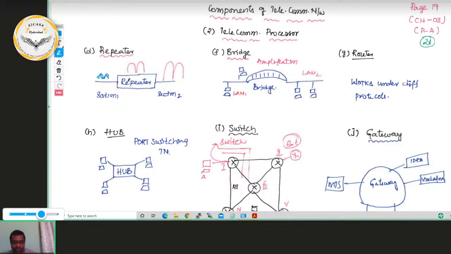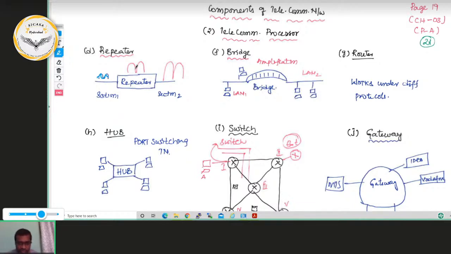Repeater will amplify the signal so that from one section of cable, it will be enlarged or amplified. It is just like a mic. So what exactly will a mic do? Mic will amplify your voice. In the same way, a repeater will amplify the signal, the analog signal. This symbol is an analog signal. A repeater will amplify the signal so that the data will be transmitted from one section of cable to another section of cable. Next one is called a bridge.